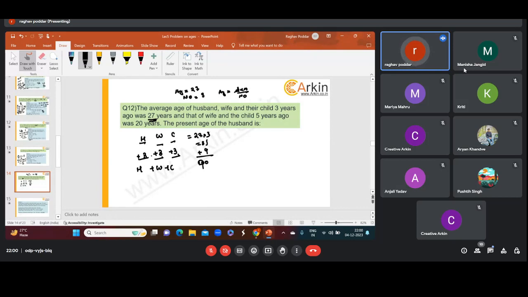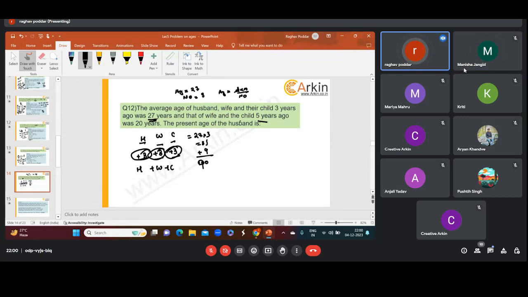Now they have told not minus. From ago we are coming to present. So you have to add 3 years, no? But that of wife. Sir, yes. So sir, you assume their past age as H, W and C. I assume their present age. Okay, then it's correct. Then I said that.